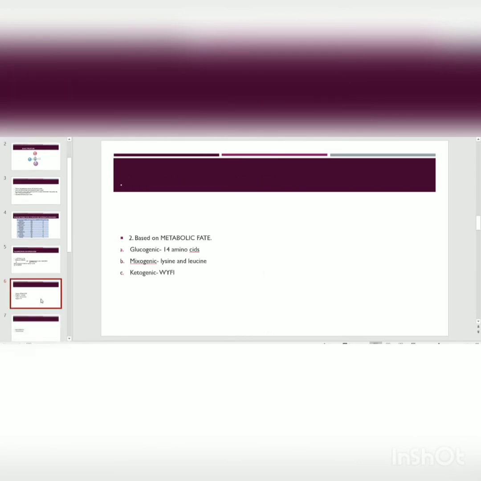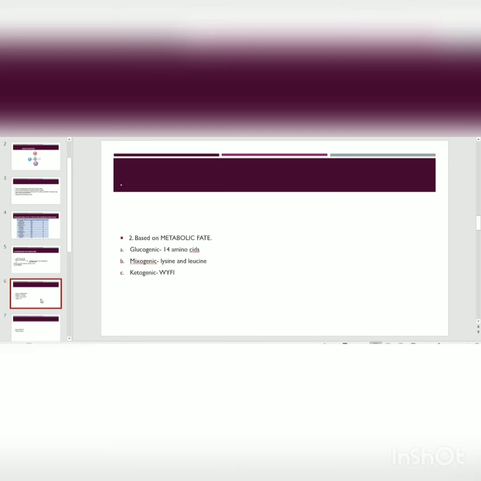So based on metabolic fate, it is divided into 3 types: glucogenic, mixogenic and ketogenic. So what are glucogenic amino acids? These are the special class of amino acids which can be metabolically converted into any of the glycolytic intermediates, major intermediates of the gluconeogenesis pathway, and can ultimately be used to make glucose or its equivalent, right? We can take the example of all the 14 amino acids other than lysine, leucine, and this Wi-Fi.